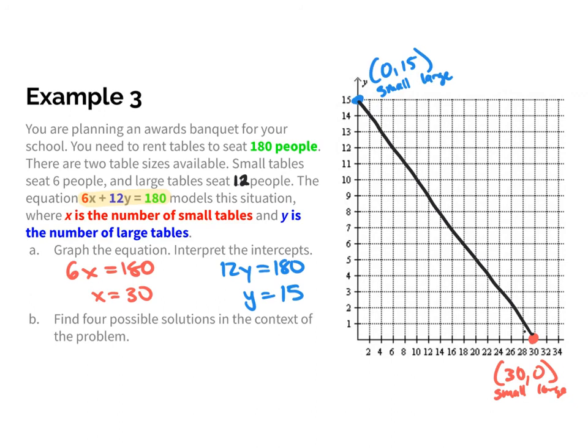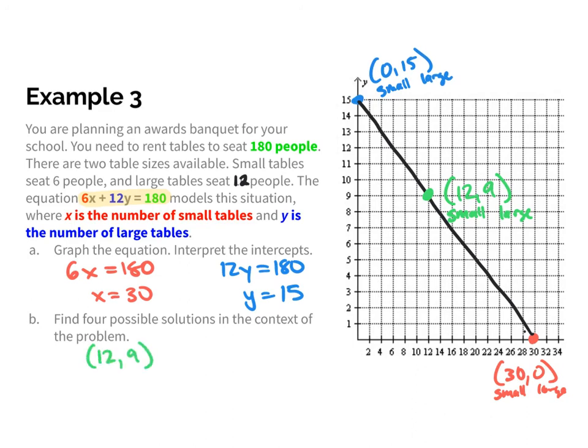So this gets into the purpose of the line itself. If I pick a point that falls on this line, say right here, let's say that looks to be (12, 9), this represents 12 small tables and 9 large tables. So if I pick any point that falls on this line, that tells me the combinations that I need. So I'll say, for example, (12, 9).